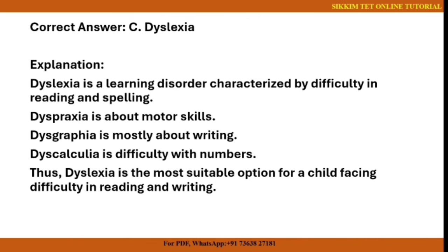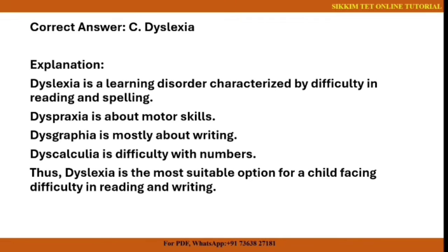यो dyspraxia भनेको चाहिँ एउटा neurological condition हो which affects physical coordination and motor skills. Let's say, for example, a child with dyspraxia may have trouble with tying shoelace, riding a bicycle or कुनै पनि motor related skills सँग problem आयो भने a child is having dyspraxia.